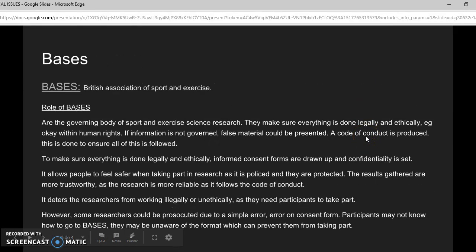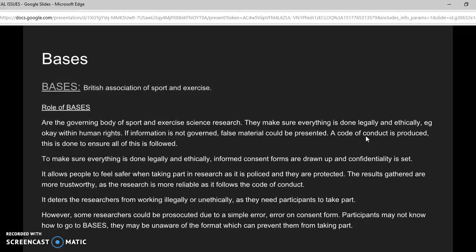It is all run by BASES, which stands for British Association of Sport and Exercise. The role of BASES is the governing body of sport and exercise science research. They make sure everything is done legally and ethically, so it's all good within human rights. If the information is not governed, false material could be presented. A code of conduct is produced, which is done to ensure all of this is followed.